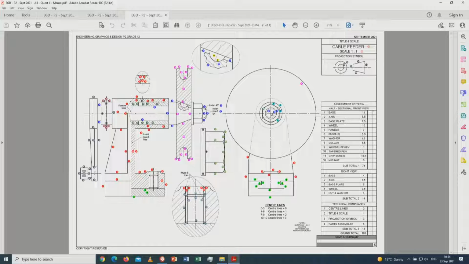That is 4. That is 5. That is 6 and 7. 8 and 9, 10 for the Woodruff key, 11, and 11 and 12 for that center line over there. Right, so that's your 12 center lines that you will get.